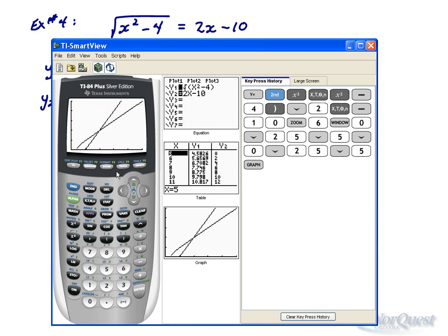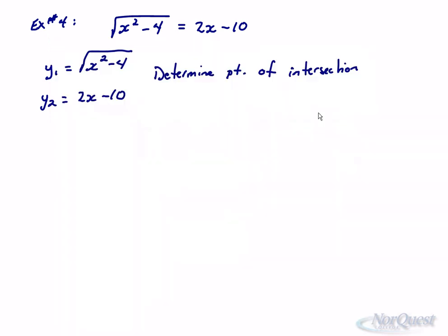So second function, trace, option 5 for intersect. First curve is our square root function, enter. Second curve is our linear function, enter. Guess, hit enter again, and it tells us our point of intersection. We're supposed to give this answer to the nearest tenth, and there's only one answer. x equals 9.8 will be our solution. Let's close that off. x equals 9.8. Again, state your window settings.